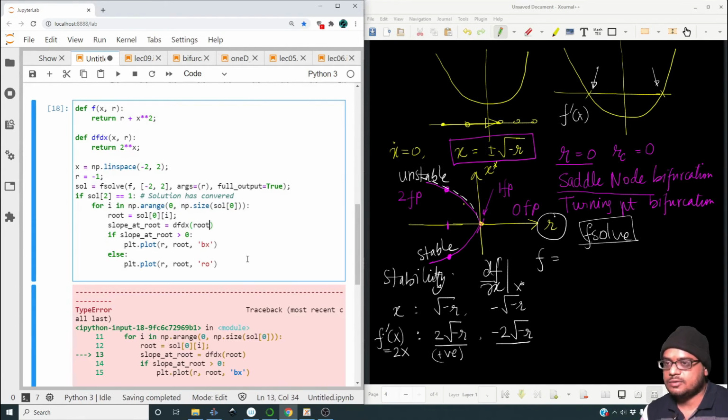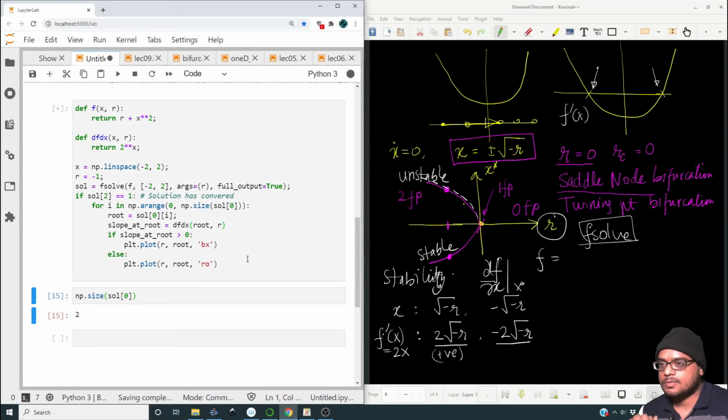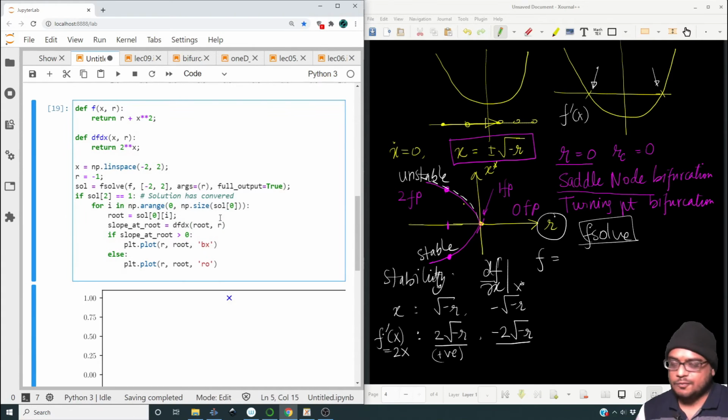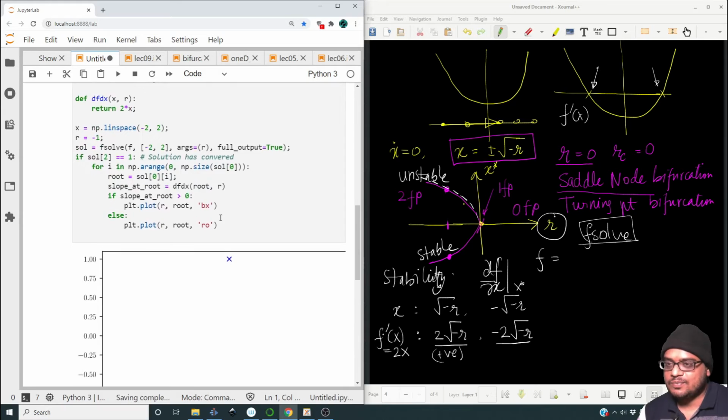I have to pass two functions. Okay, well obviously we have made a small mistake. This should not be 2 star star x. This has to be only 2 times x. Okay, so let's run this.